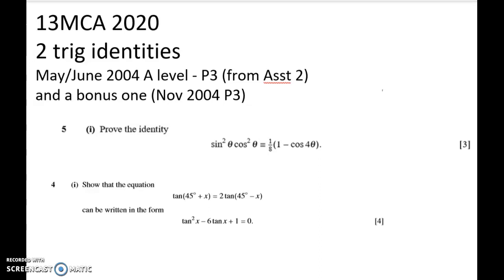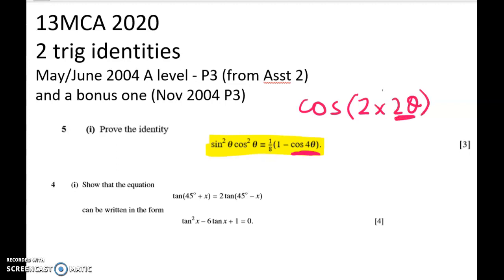So the first one goes like this: prove this identity. On the left hand side we've got sine squared theta cos squared theta, and on the right hand side we've got cos of 4 theta. So things to notice: when you see that cos of 4 theta, you should be thinking about your double angle rules, but it's not going to be cos of 2 theta straight up, it's going to be cos of 2 times 2 theta.